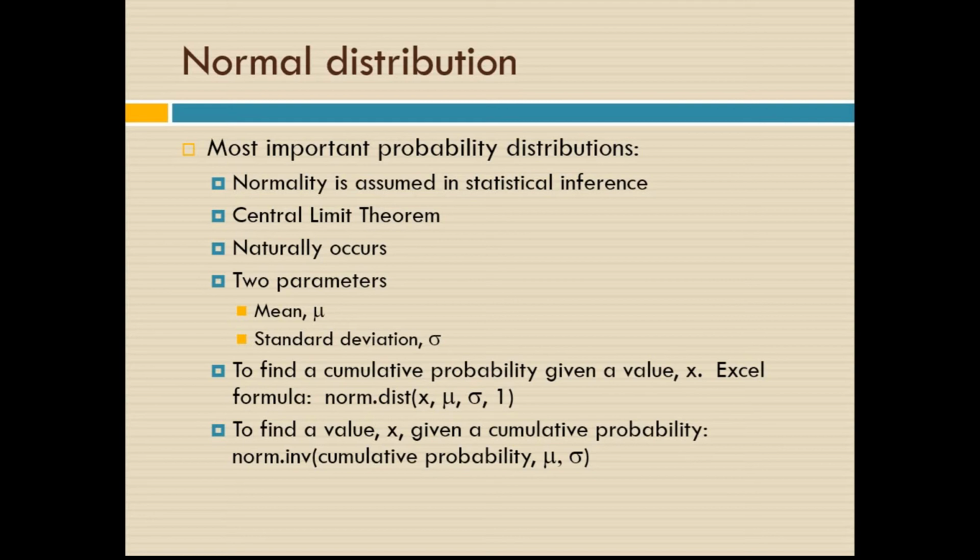Let's continue with the normal distribution. I want to briefly talk about two formulas. We've already talked about the norm dist formula, where the norm dist finds a probability. Specifically, it finds a cumulative probability, or the area under the curve to the left of some value on the horizontal axis. But what if we want to find that specific value on the horizontal axis? If we want to find that, then the input is the cumulative probability and the mean and the standard deviation.